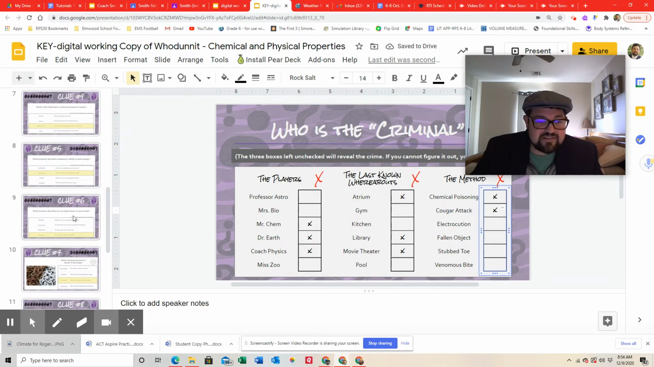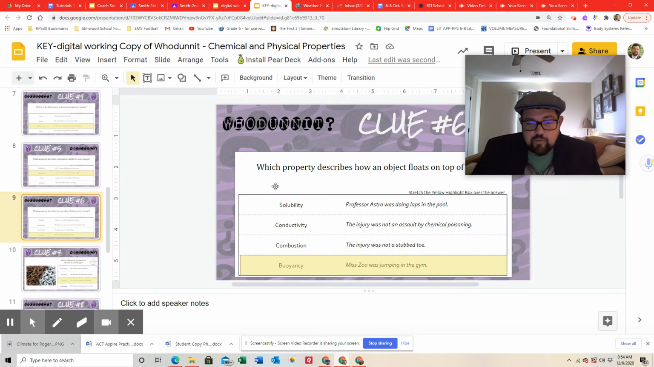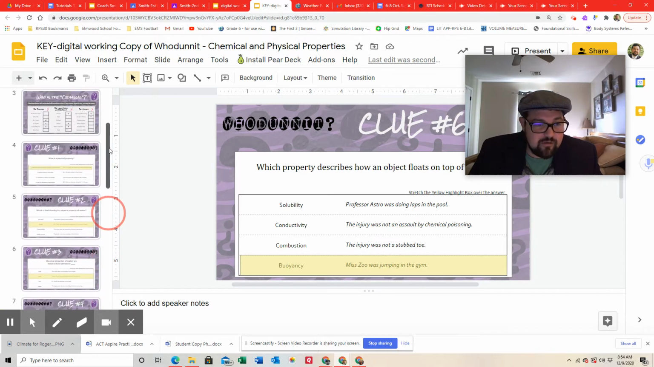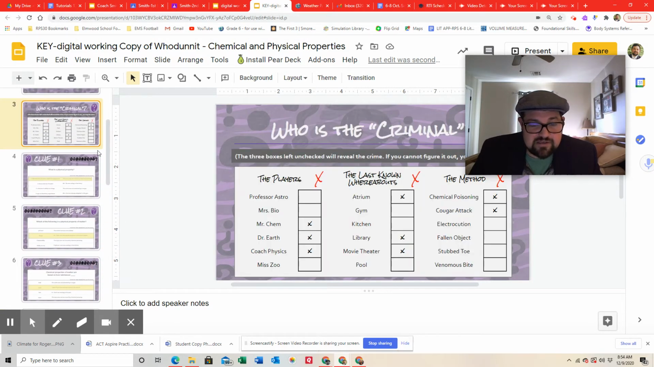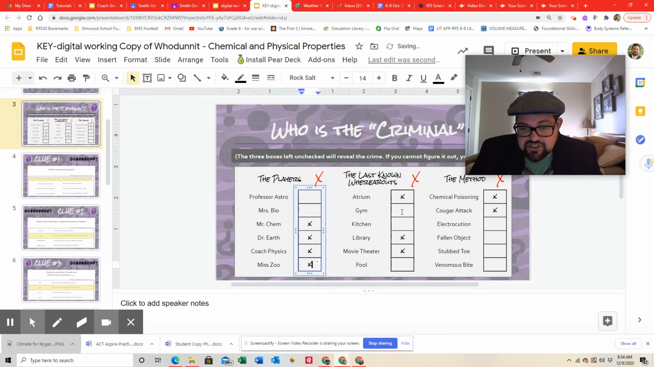So, clue number 6. Which property describes an object that floats on top of water? That would be buoyancy. And so Miss Zoo was jumping in the gym. Right, we go here, back to our evidence. Miss Zoo, she's in the gym.